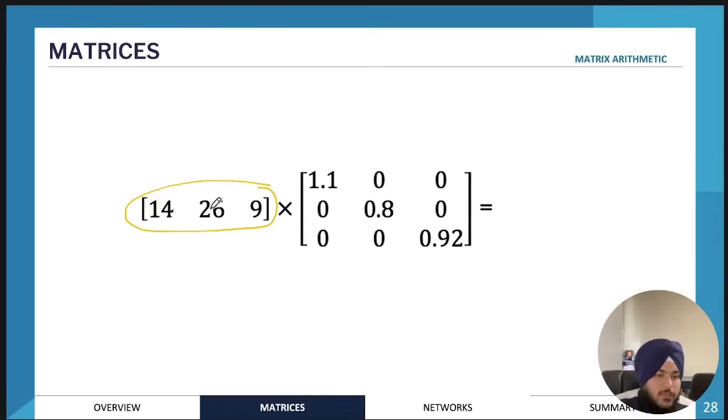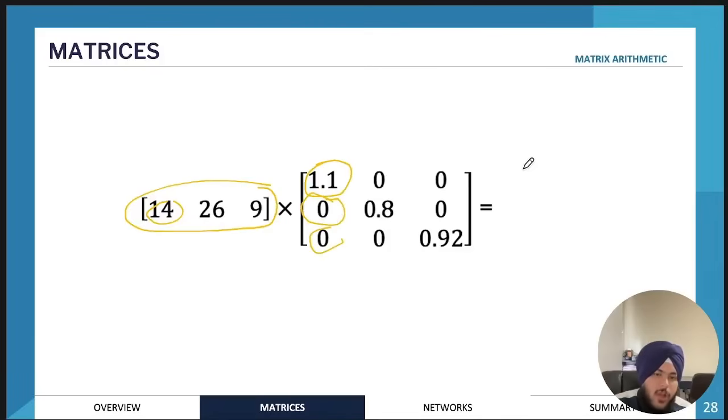So essentially the way that this would be done is 14 times 1.1. So it's again a little bit of trial and error. There's no specific method that you can reliably use for these types of questions. But essentially if you have 14 times 1.1, so if you do the multiplication steps, you'll usually get to the correct answer. Or you can use the theory of multiplication. So we'll have 14 times 1.1 plus 26 times 0 plus 9 times 0.